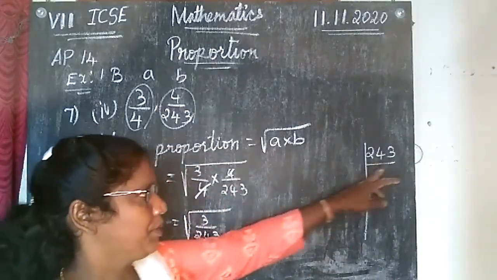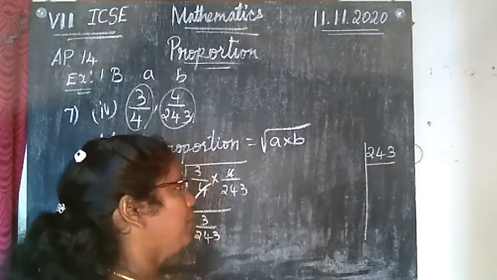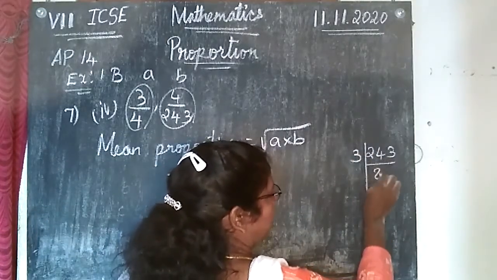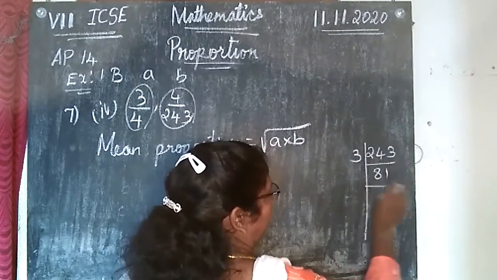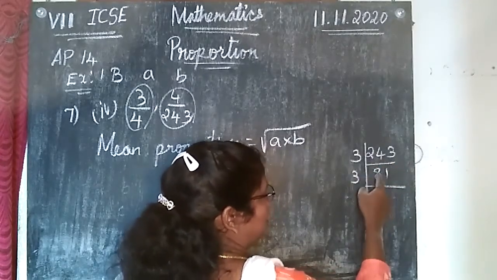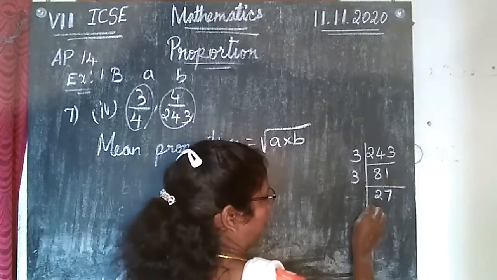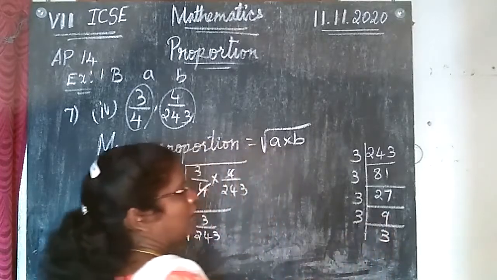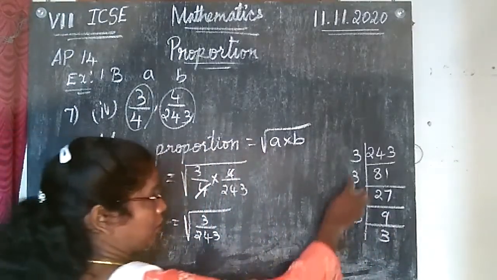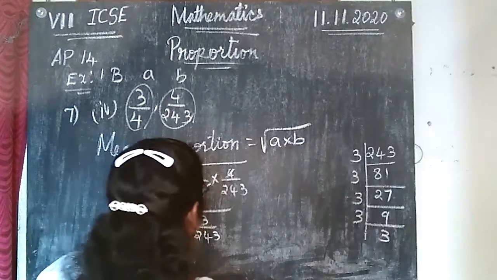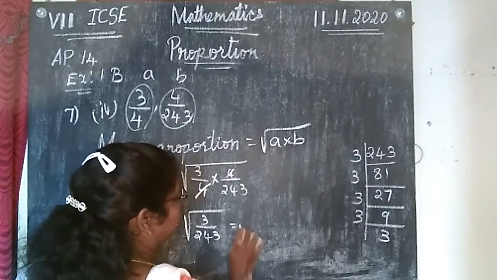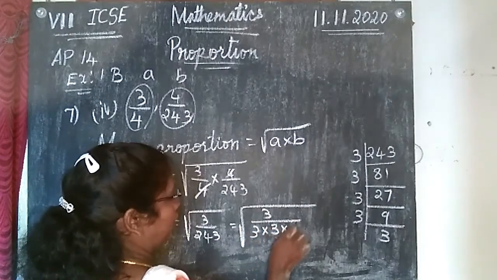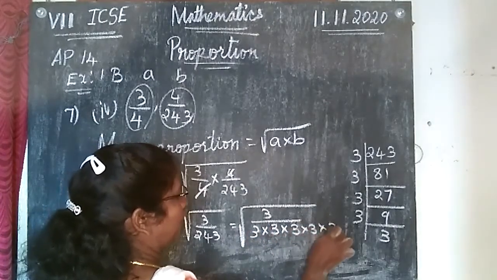For this 243 I am going to take prime factorization. Since the last number is odd, it will not go by 2. We'll try by 3. 8 3s are 24, 1 3 is 3. Again by 3, 2 3s are 6, remainder 2, 21, 7 3s are 21. Again by 3, 3 3s are 9. So how many 3s are there? 1, 2, 3, 4, 5. So I am going to write it as 3 by 3 into 3 into 3 into 3 into 3.